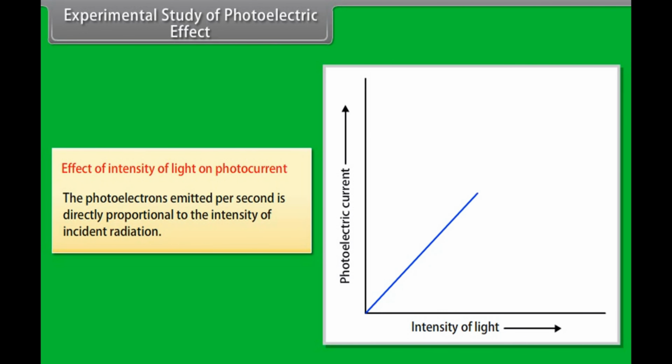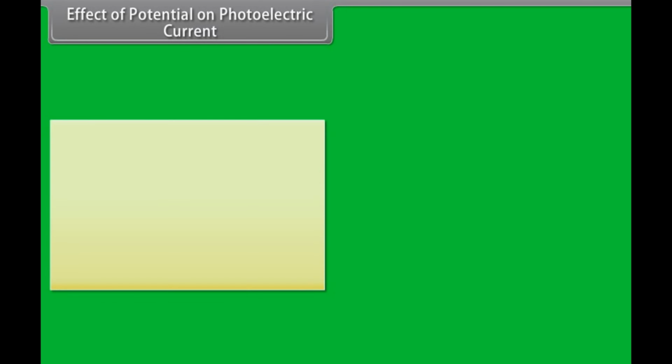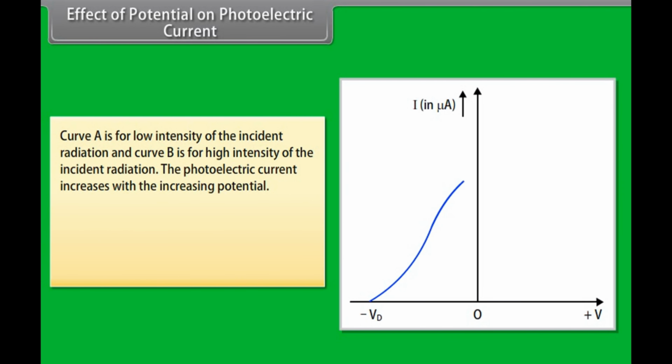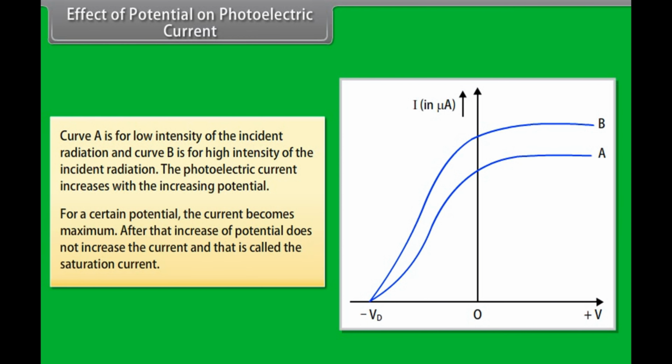Effect of intensity of light on photocurrent. The photoelectrons emitted per second is directly proportional to the intensity of incident radiation. Effect of potential on photoelectric current. Curve A is for low intensity of the incident radiation and curve B is for high intensity of the incident radiation. The photoelectric current increases with the increasing potential. For a certain potential, the current becomes maximum. After that, increase of potential does not increase the current, and that is called the saturation current.